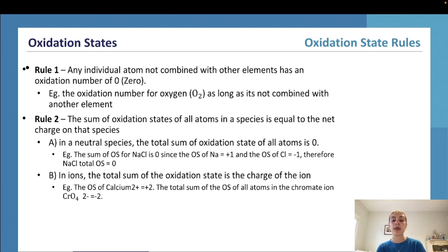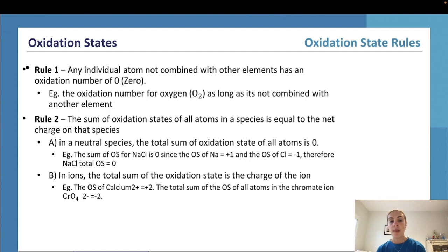So, for example, if we're looking at the chromate ion, which is CrO4 2 minus, the entire chromate ion is going to have an oxidation state of -2, which means that everything in that needs to add up to -2. And so this is where it gets a little bit tricky, because you do have to apply some of the rules which we haven't looked at yet. We'll look at those next up. But basically, I'll give you a little bit of a preview into what they are, just to explain the chromate ion.